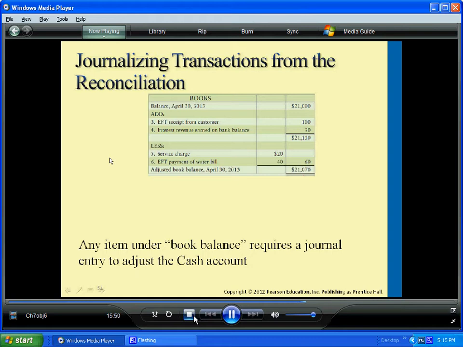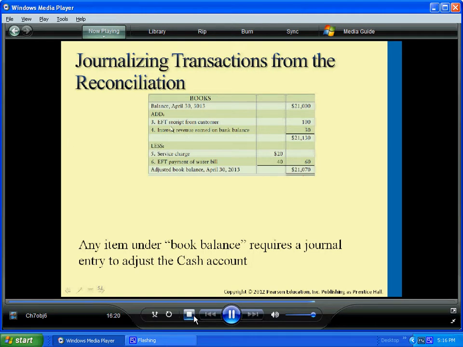So anything under the book side of the reconciliation gets journalized. You can do these as individual journal entries, so you would have 1, 2, 3, 4 journal entries to do, or you can do a combination of journal entries.